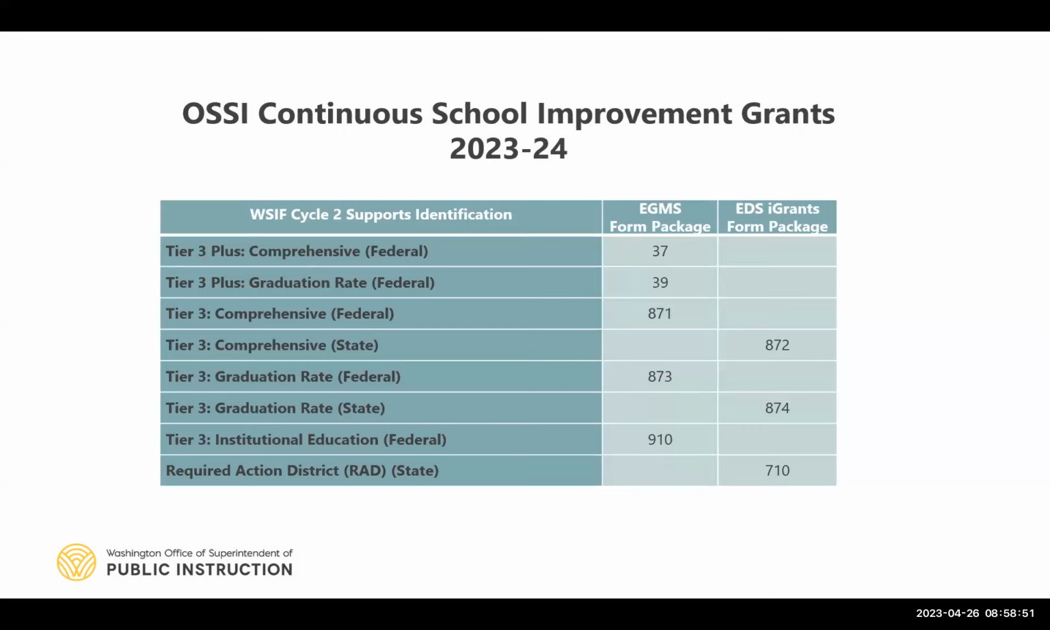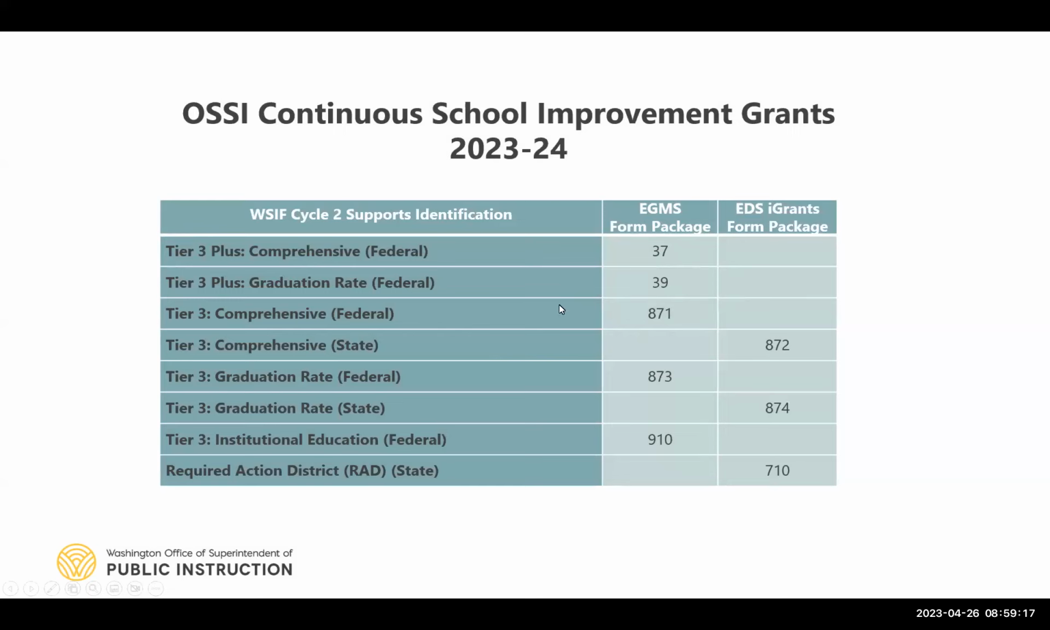Real quickly, 2023-24 funding, again, is available for schools identified as eligible for Tier 3+ and Tier 3 supports for the WSIF Cycle 2 through state and federal form packages. As you can see, Tier 3+ will all be in EGMS. These are the form package numbers.